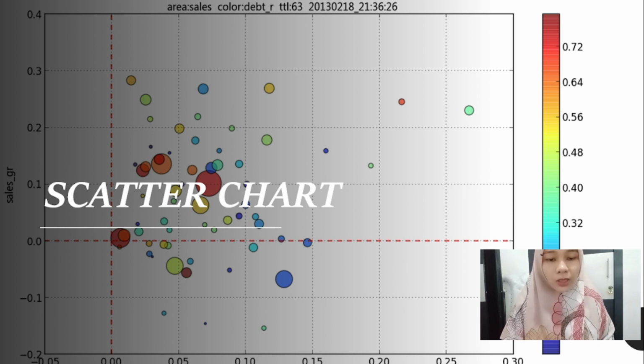It could be used actually, the scatter chart could be used for correlational research. So when you want to see how two different data correlate with each other, and you want to let the readers know about their correlation, this scatter chart is very recommended for you.